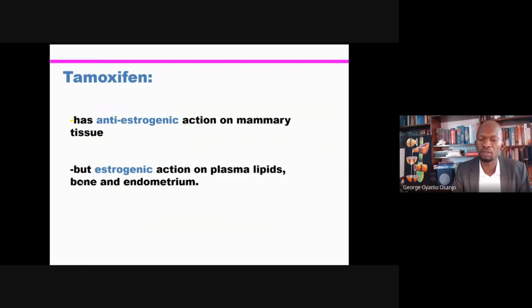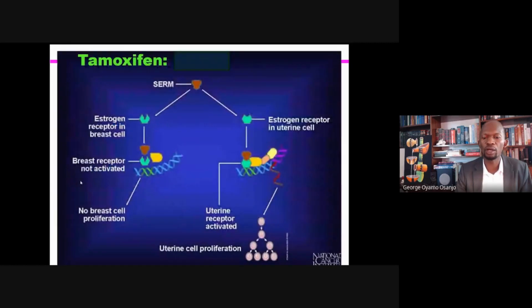The estrogenic effect on plasma lipids and bone are also quite beneficial. However, the estrogenic effect on the endometrium is not beneficial because it leads to proliferation of the endometrium, which may lead to uterine cancer. So this is a further illustration of the tissue selectivity of tamoxifen.